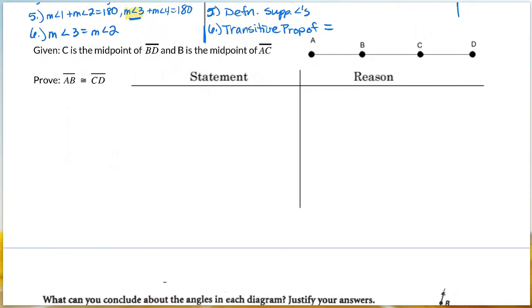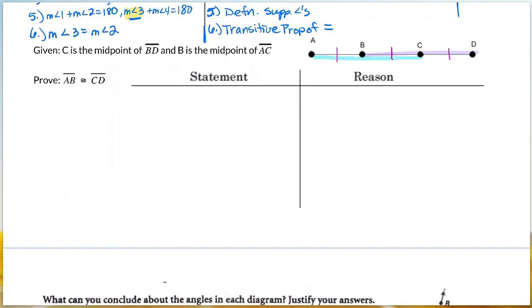We are given that C is the midpoint of BD and B is the midpoint of AC. So let's see. C is the midpoint of BD. Let's go locate BD. C is the middle of that, meaning these two pieces are congruent. We also have another segment listed. B is the midpoint of AC. So AC here, and that means that BC and AB should have the same marking. And BC already had a marking, so we're going to use that same marking.